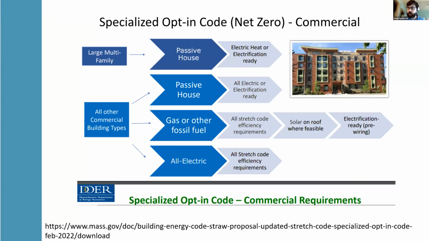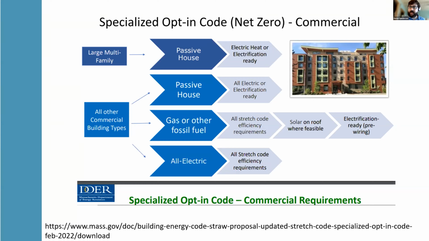Some of you may be familiar with this, others may be new to this, but it's happening right now. The new building code is going to go into effect next year. There's lots of different parts to this, but the one thing I want to point out is the new code they're introducing. So we're going to have a base code and a stretch code. And then on top of that, we're going to have a specialized opt-in code. And that's what this slide is showing you.